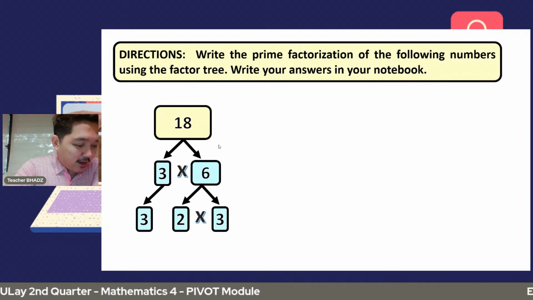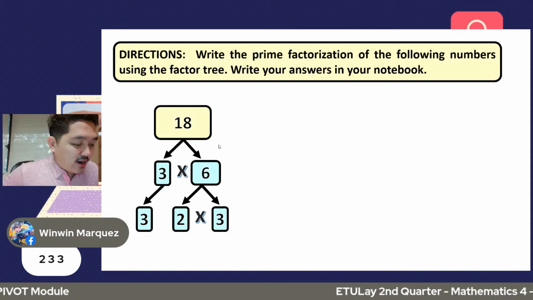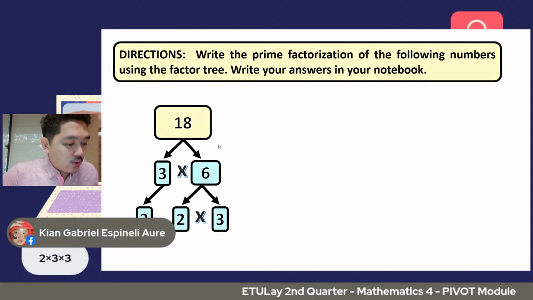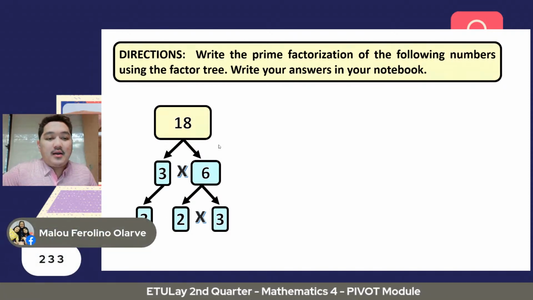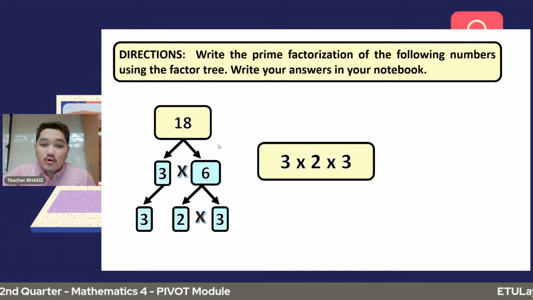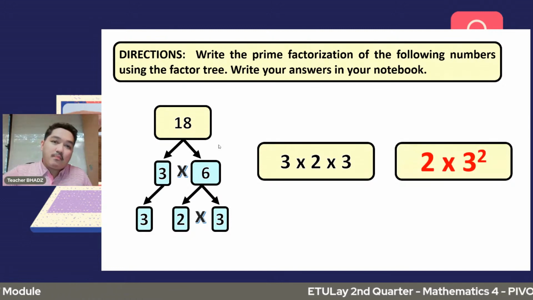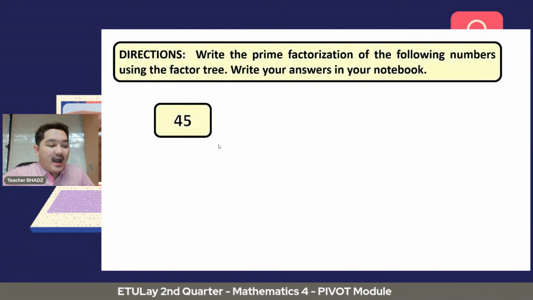Kung papansinin natin, ayan ang lalabas. Ayan, ang dami na palang may sagot dito. Tama si Winwin Marquez, si Myra, si Kian, si Malu, and si Alma. The correct answer is 3 times 2 times 3 or 2 times 3 times 3 or 2 times 3 to the second power. Let's have our next number, 45.